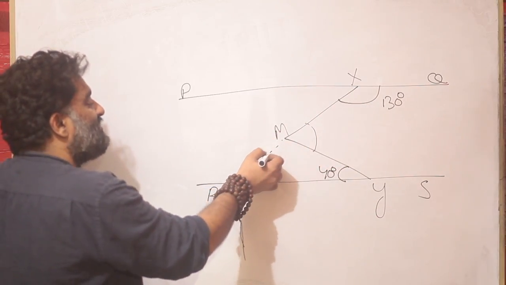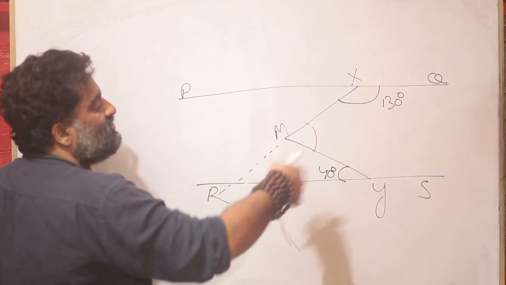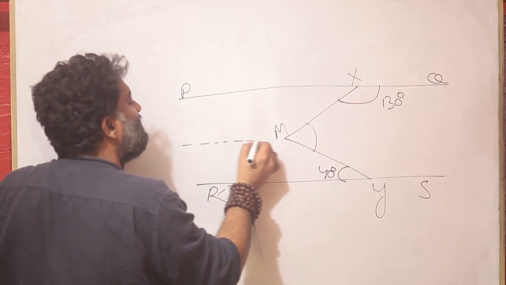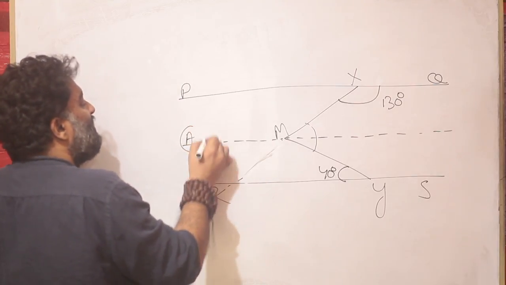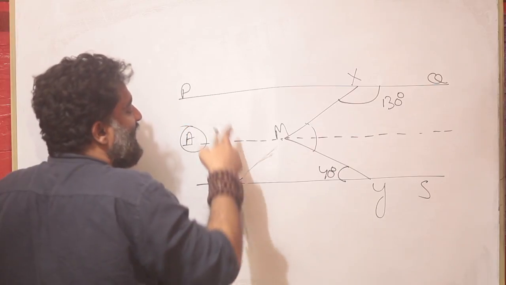Obviously I can stretch it further here and start connecting things. Okay, this is 130 degree and then do more stuff, but let me not do that. Instead, let me draw a third parallel which is passing through M. Let me call it line A. So now line A is parallel to PQ as well as RS.